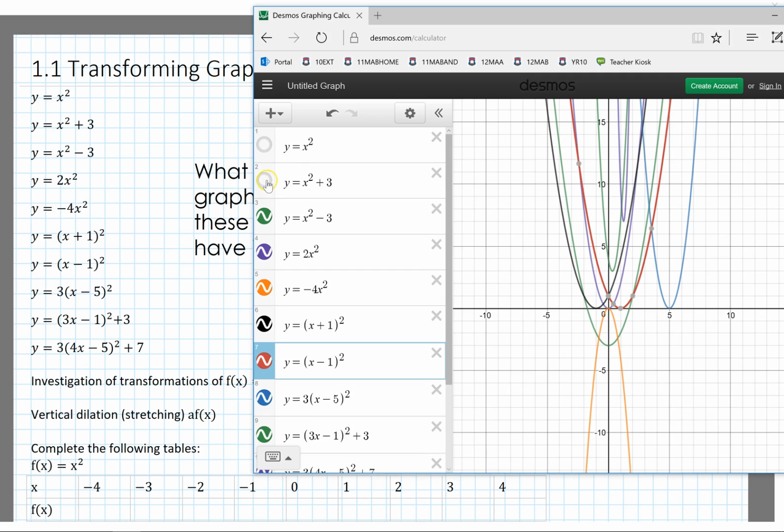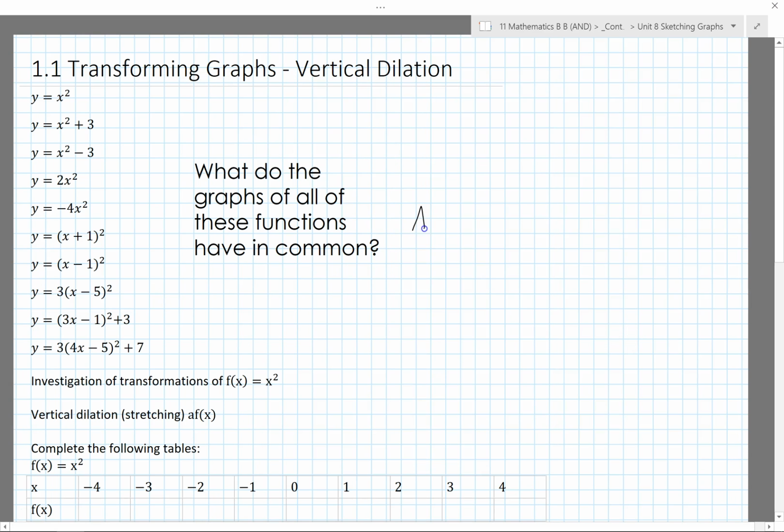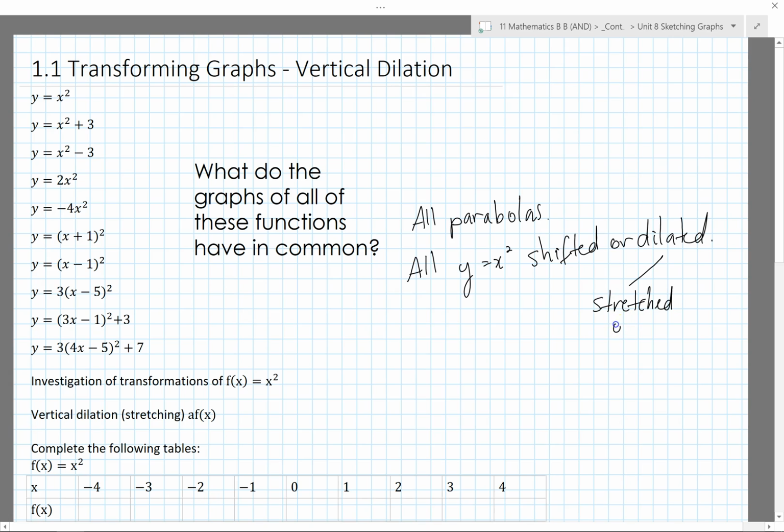Hopefully by looking at all these graphs, you can see that the thing that they have in common is that they have that parabola shape. Okay, so they're all parabolas. Okay, and they're all essentially y equals x squared shifted or dilated. Okay, dilated is a fancy name for stretched or squashed together. Alright, but we'll always use the word dilated.